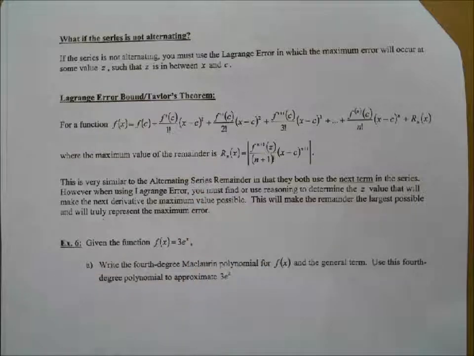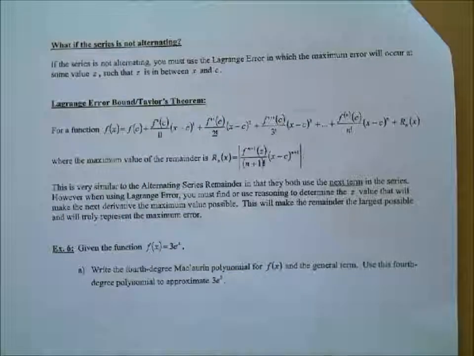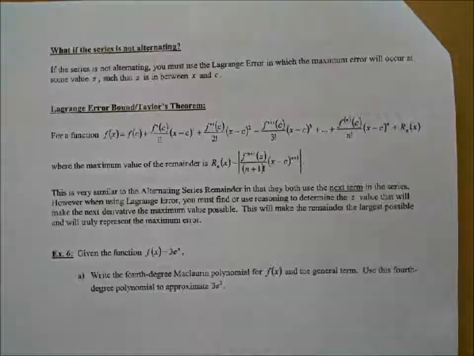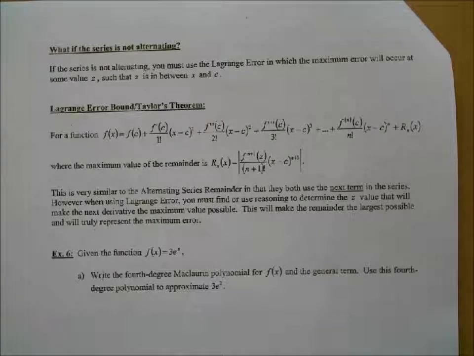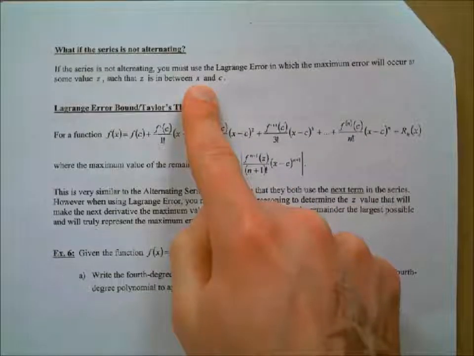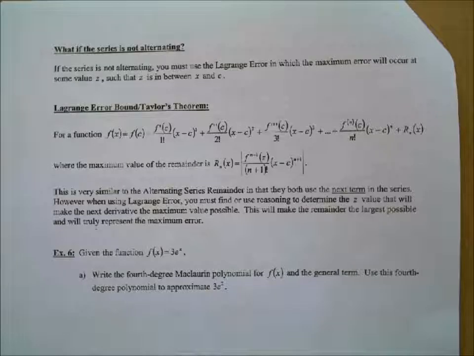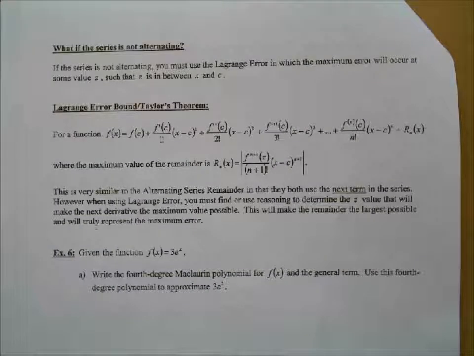The key component, or one of the key components, is that not only did we have to be decreasing in absolute value to 0, but we also had to be alternating. So what if our series is not alternating? Well, it turns out we have an option. We must use something called Lagrange error, in which our maximum error will occur at some value z, such that z is in between the x value that we're approximating with our polynomial function and c, the center about which we're building this polynomial.